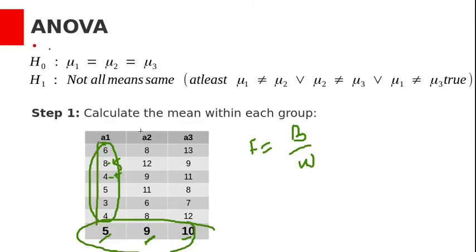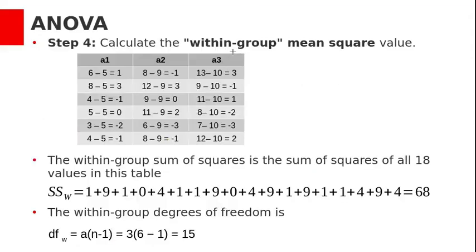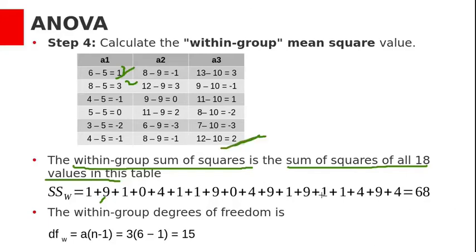Again, repeat it for the second group, 8 minus 9, 12 minus 9, like that. For the third group, 13 minus 10, 9 minus 10. If you repeat it for all observations, the within group sum of squares is the sum of squares of all these 18 values in this table. So we need to square all these differences. The first value would be 1 and 3 squared is 9. Like that, if you repeat for these 18 observations, the sum of squares for within groups is 68.